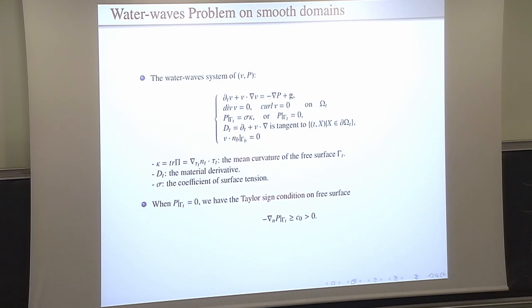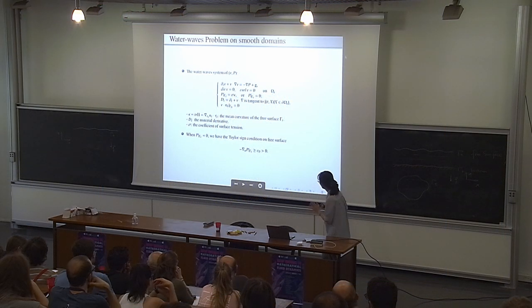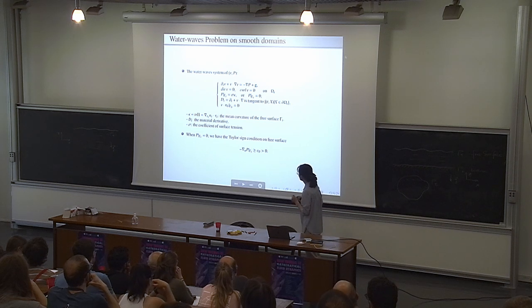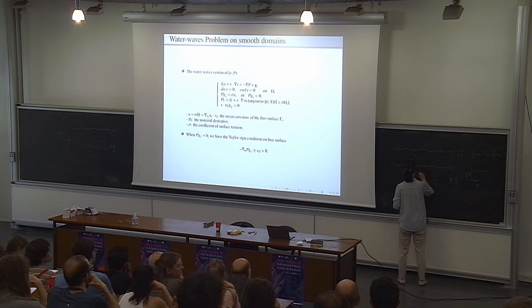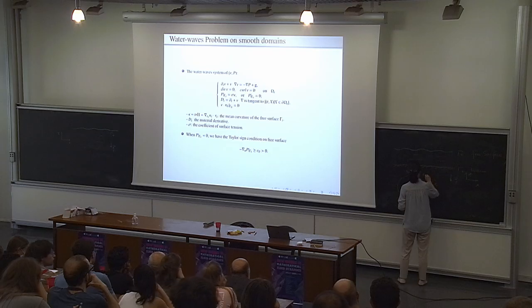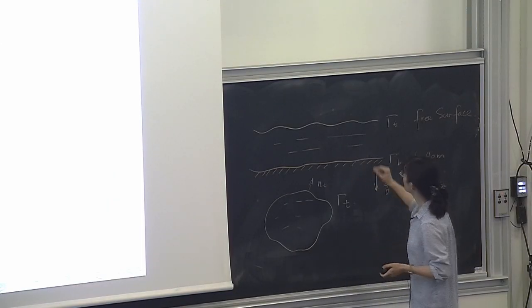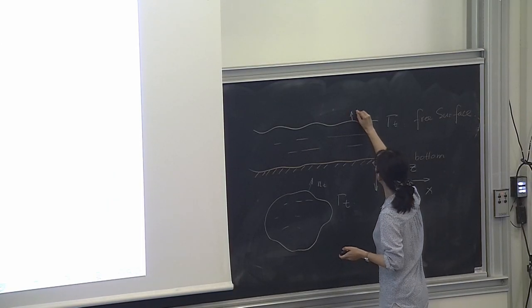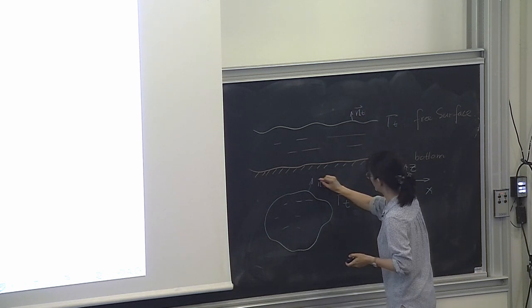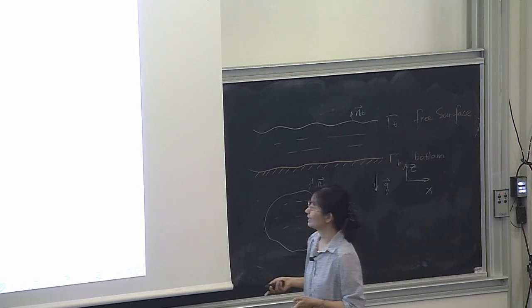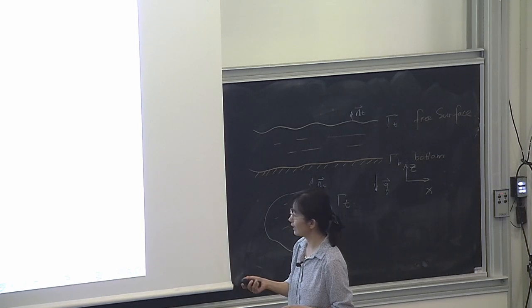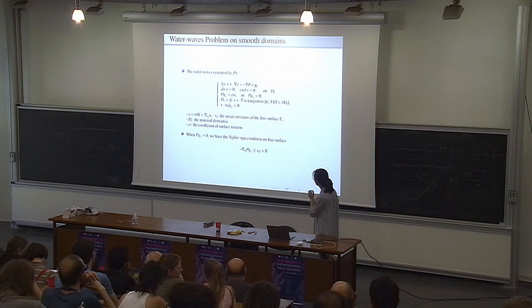I'm sorry? What is the orientation of n? Sorry, n is the Euclidean outward normal, so I should draw it here. I'm sorry. n, or as I write, n_t, is a normal vector. So that's the case without surface tension.